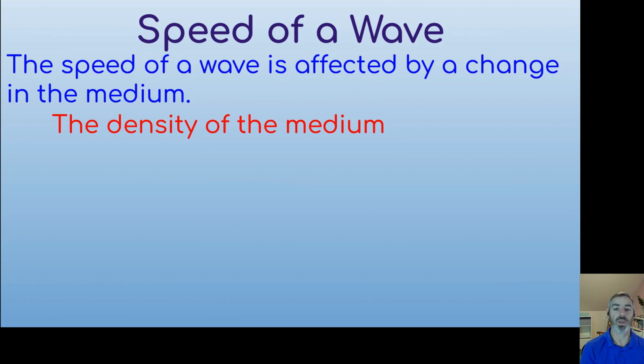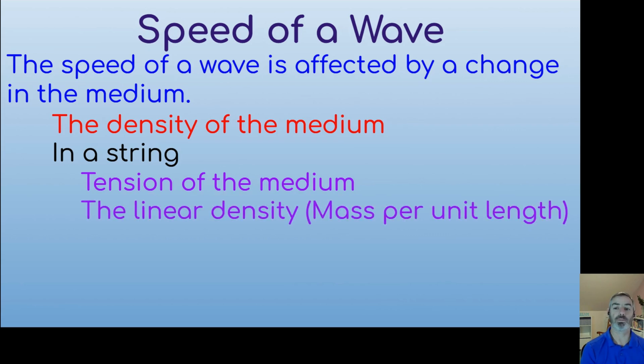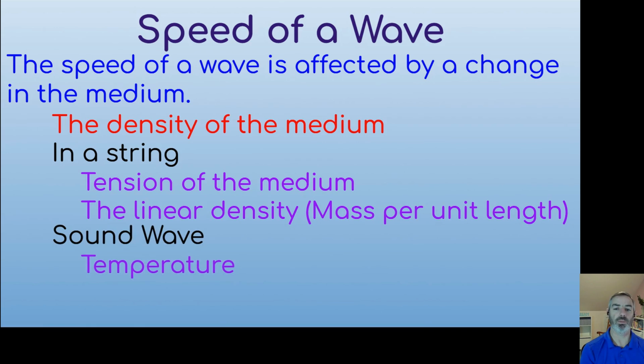Now, in a string, the tension of the medium, so if we increase the tension of the spring, that can affect the speed, and the linear density, or mass per unit length, can also impact the speed of the wave in a string. Now, a sound wave can be affected by multiple things: the temperature and air pressure. So we're talking about the wave traveling through air. Temperature of the air and the pressure of the air would impact the speed.